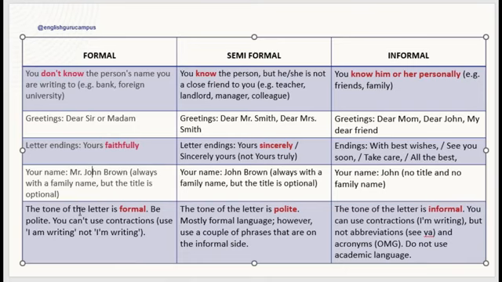Then the tone of the letter is formal. Be polite, you cannot use contractions. Use I am writing, not I'm writing. I hope you get it.